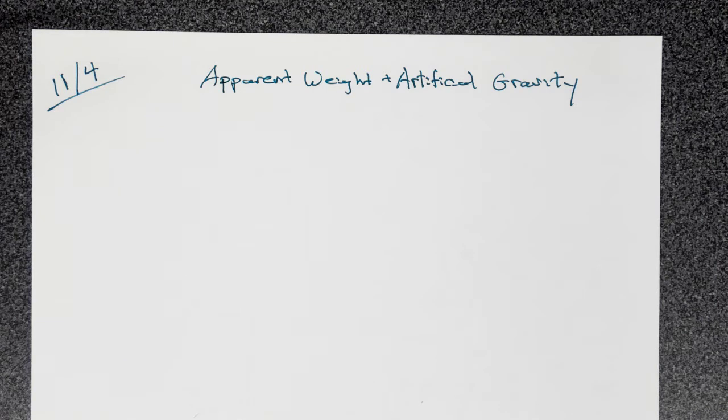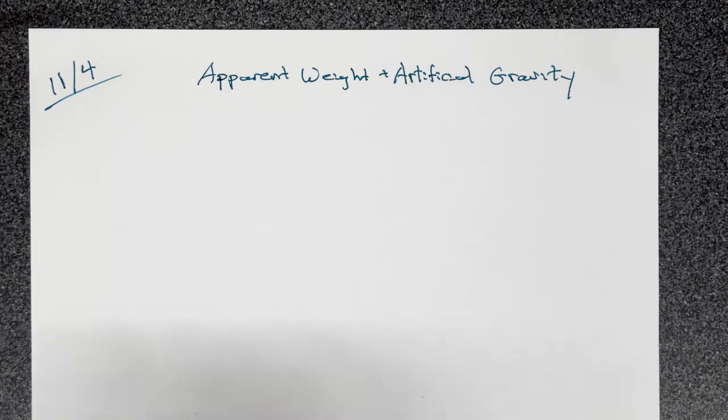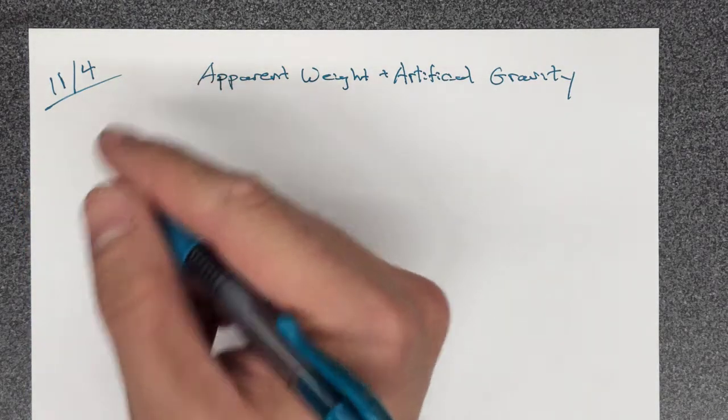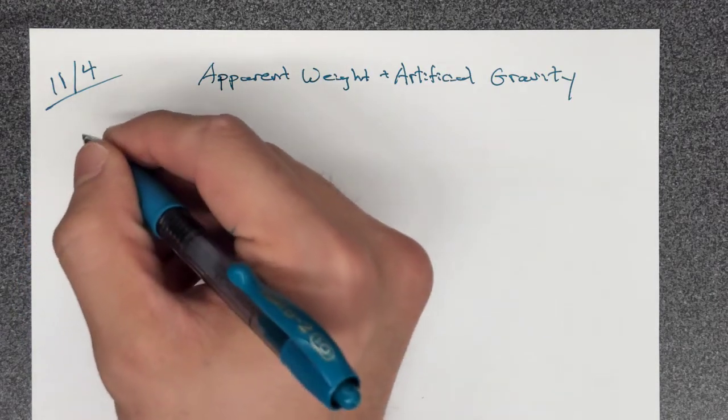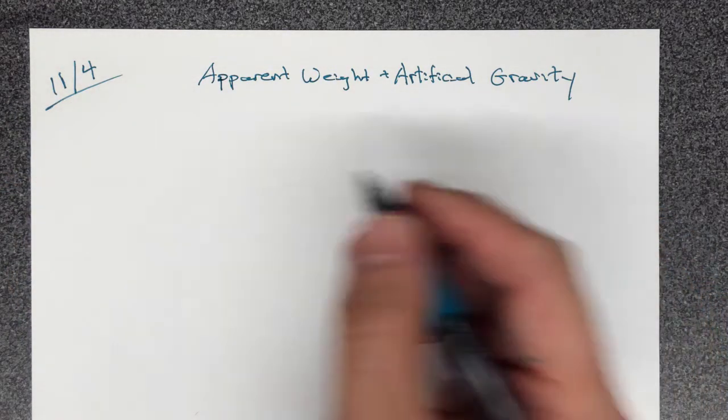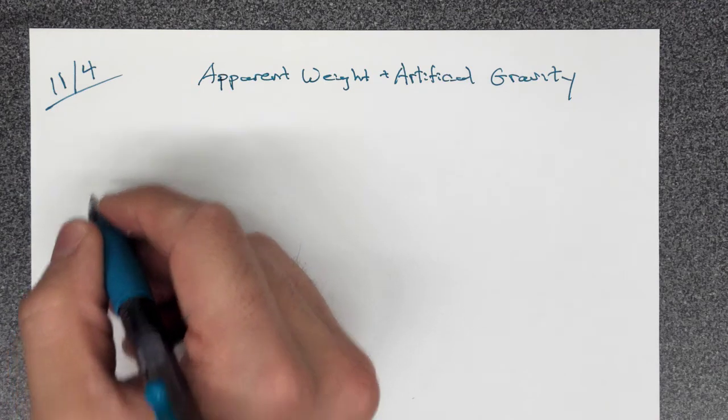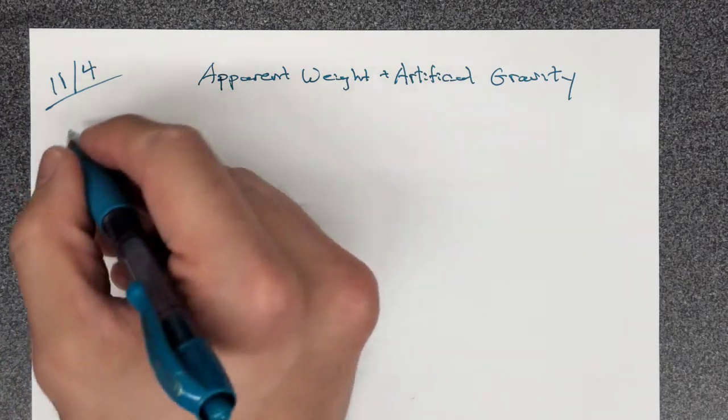Alright, in this video I want to talk about the idea of apparent weight and artificial gravity. I'm going to start off with the idea that scales, such as the bathroom scale, read the apparent weight of an object. So it's not always accurate. It's usually accurate in our situation because we're not accelerating.